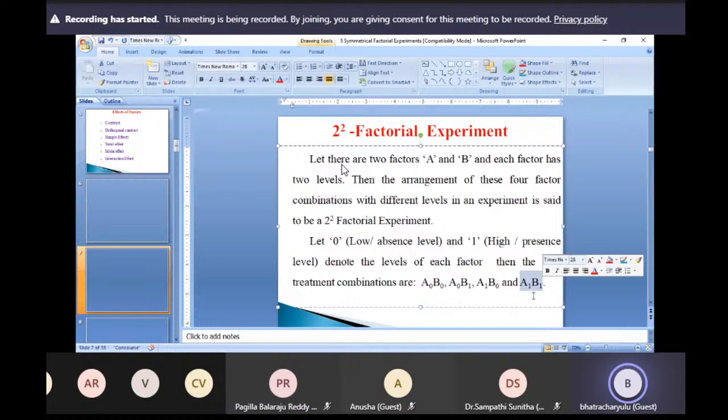For example, nitrogen and phosphorus both at 250 grams, mixed, is one treatment. Nitrogen 250 grams and phosphorus 500 grams, mixed, is another treatment. Nitrogen at 500 and phosphorus at 250 grams is a third treatment. Both at 500 grams, mixed, is the fourth treatment. So now these are applied.